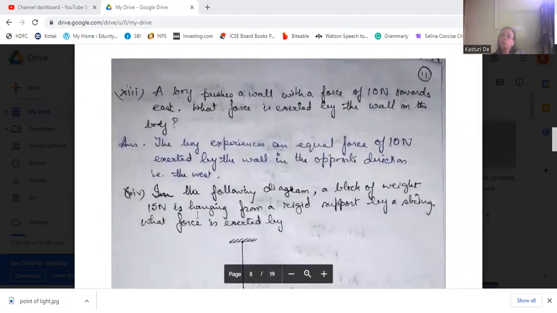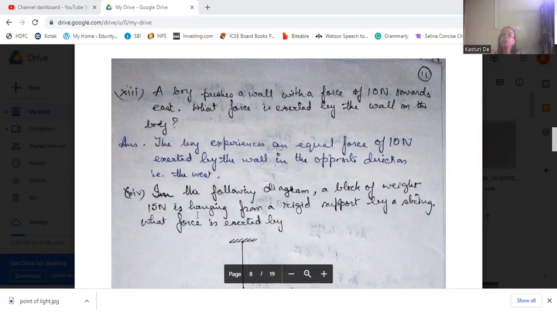Then a boy pushes a wall with a force of 10 Newton towards east. What force is exerted by the wall on the boy? So the boy experiences an equal force, because that much force he is giving, an equal and opposite force will be coming on him also. So 10 Newton force is put on the wall, so that much force will also be coming on him in the opposite direction, that is in the west.